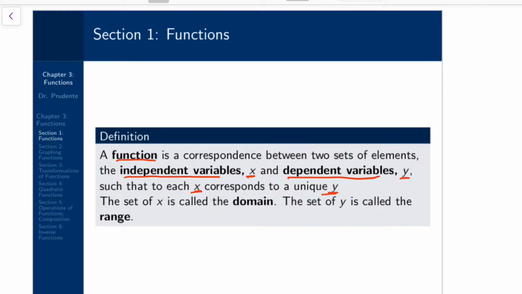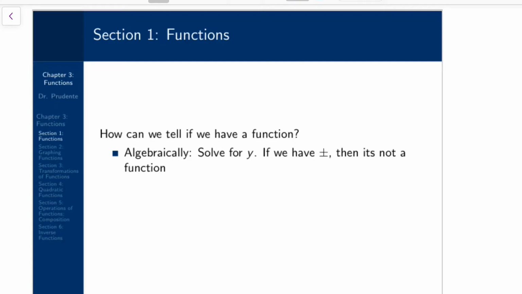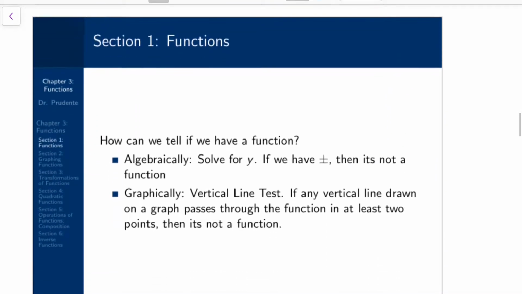A lot of times we'll call the set of x our inputs, the domain, and instead of y, our outputs, we'll call the range. One thing we might want to know is how we can tell if we have a function. First, we could solve for it algebraically, if we have a function in terms of y equals f of x. If we have to get a plus and minus, then we know we don't have a function.